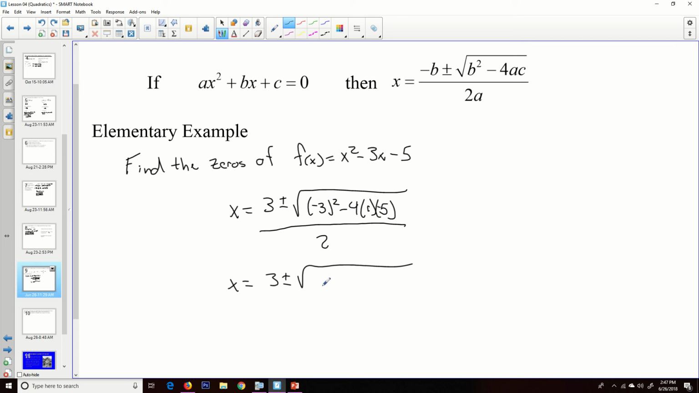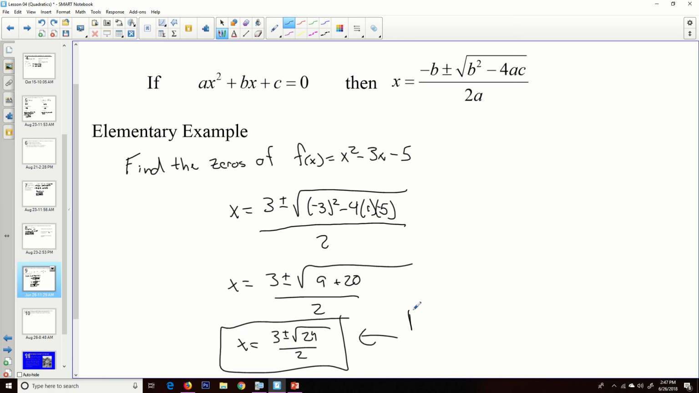Negative 3 squared will give me 9. Negative 4 times 1 times negative 5 will be positive 20. All over 2, and I get x equals 3 plus or minus the square root of 29 all over 2. Now this is a good final answer, and we know that because the square root of 29 is irrational.